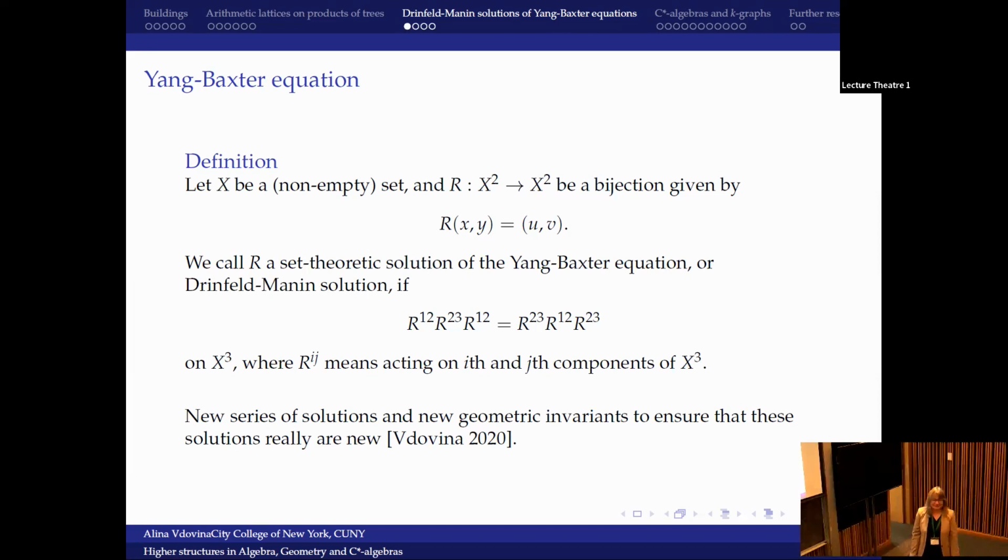So you just, yeah, and actually it must be something in it. And then I asked Manin if I can, so he was okay that I called it Drinfeld-Manin solution, because you don't have this extra condition of being non-degenerate. Manin told me that it's not a condition which comes from physics or whatever.